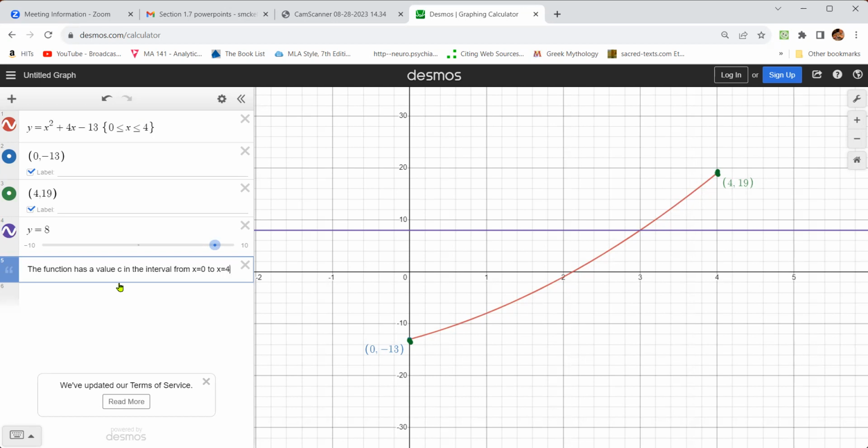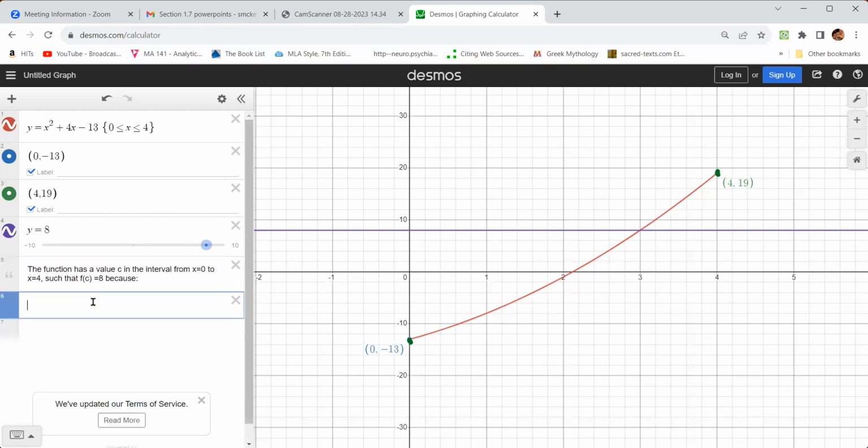Okay, on the interval from x equals 0 to x equals 4, such that f of c is equal to 8. Okay, because here's why. This is my proof. I have to do the work, but we're going to see it.